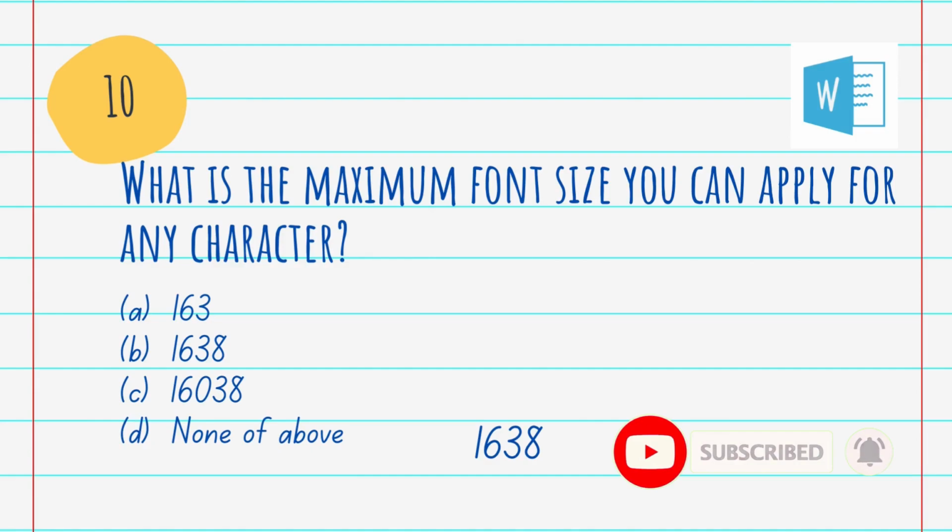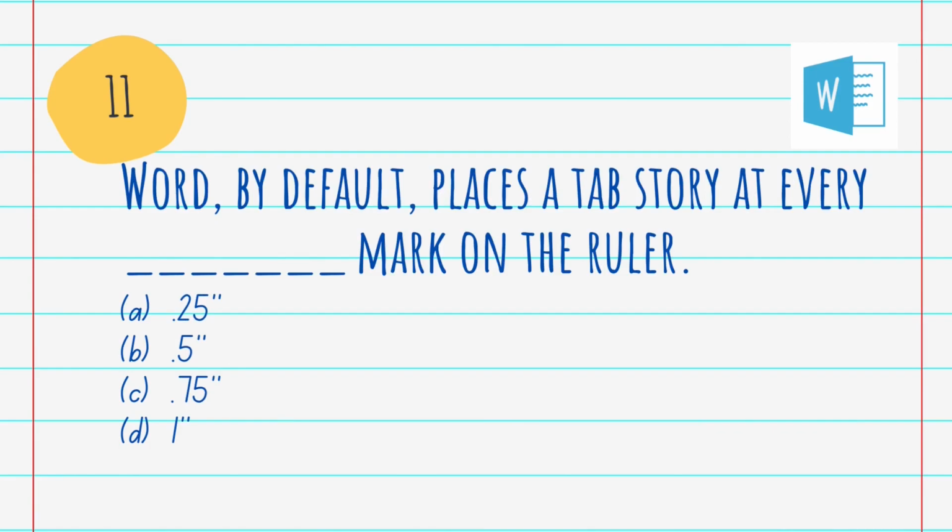The maximum font size available in Microsoft Word 2010 from the drop-down list is 72. However, font size can be set up to 1638 by typing the size manually for the font. Okay, that's why our answer is 1638. Question number 11. Word by default places a tab stop at every dash mark on the ruler. 0.25, 0.5, 0.75, and 1. Answer is 0.5. Word by default places a tab stop at every 0.5 inch mark on the ruler.